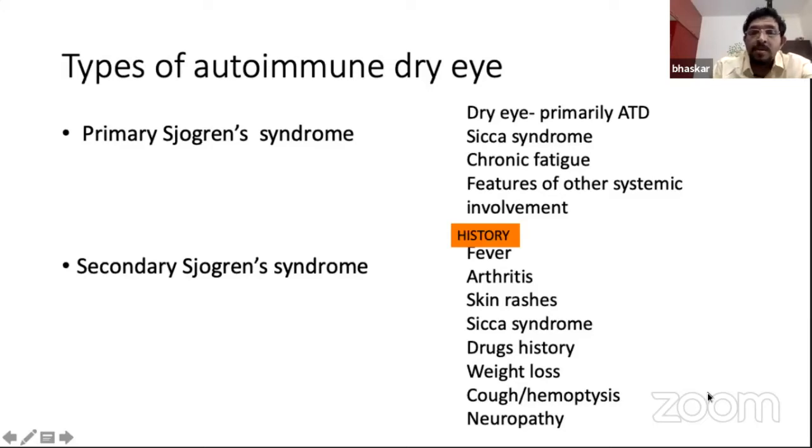So the most important thing when you are looking at a dry eye patient is a detailed history. You need to ask them whether they have dryness in the eyes, dryness in their mouth, joint pains, any skin rashes, any drug history, any weight loss, cough, hemoptysis, or any neurological dysfunction. So history taking is very important. Based on your history, you will have some idea if there's any systemic issue with the patient and you need to evaluate the patient more.